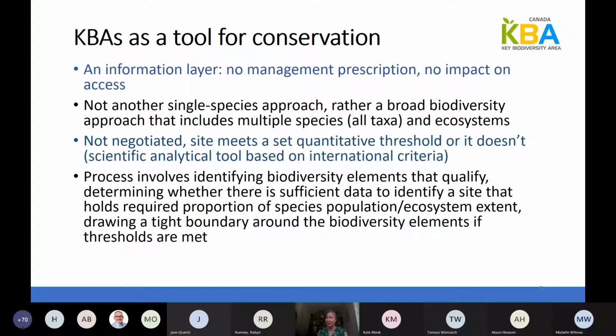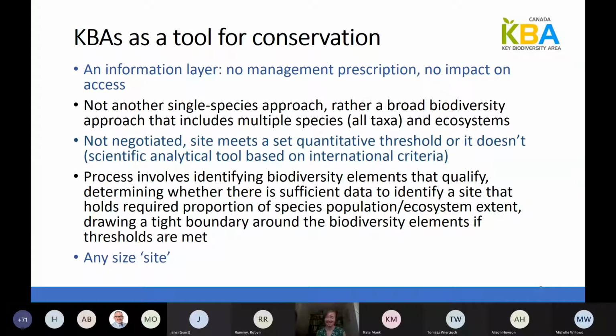And so the process involves identifying biodiversity elements that might qualify, figuring out if there's sufficient data to identify a site that holds the required proportion of a species population or of an ecosystem extent, and then drawing a boundary around that biodiversity element in a way that makes sense, so that you end up with a site.